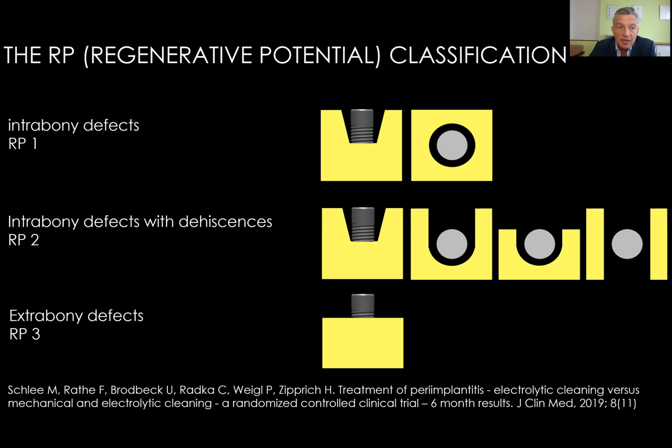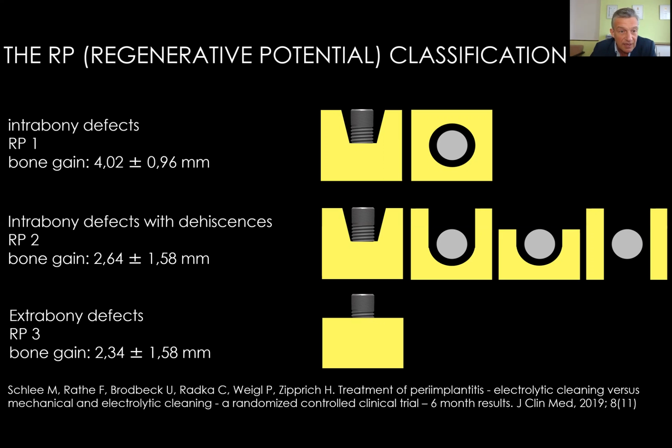If we have clear intra-bony defects with bone walls surrounding the defect, we expect better healing. Let's see what happens in reality. And the RP2 class would be intra-bony defects with dehiscences. And extra-bony defects, of course, we expect worse results. These are the results we found when we spread the patients across these three groups.